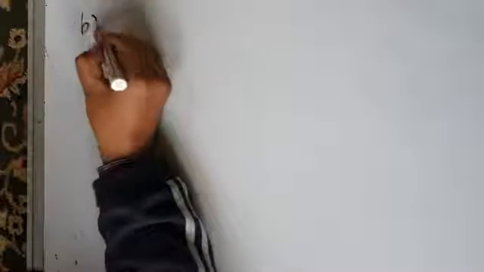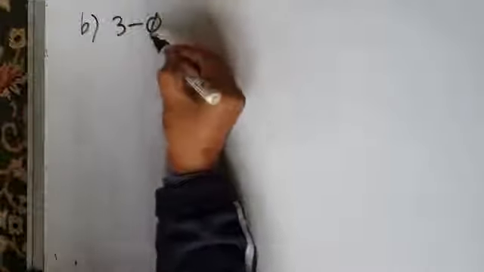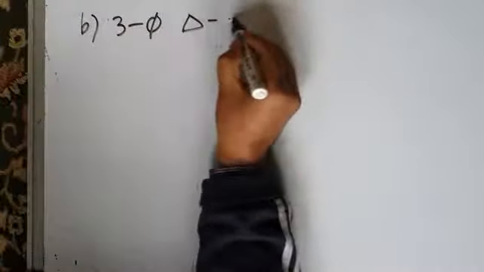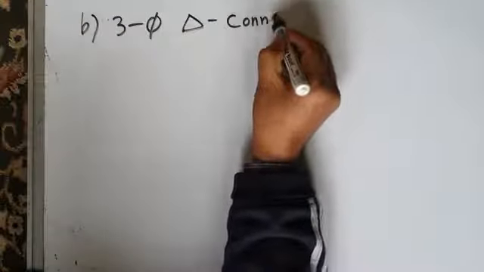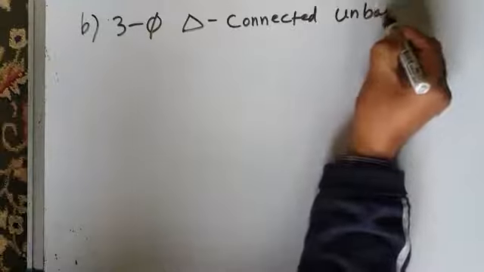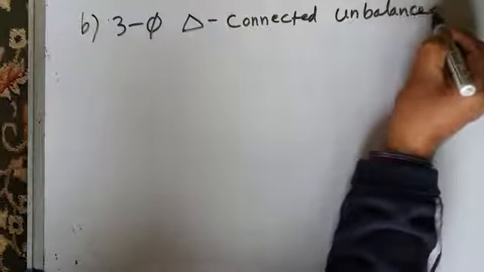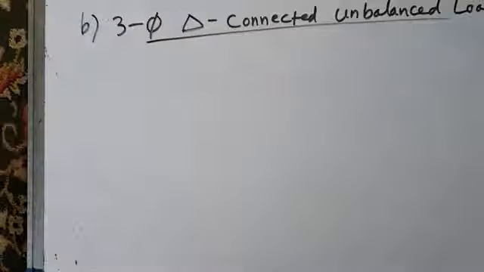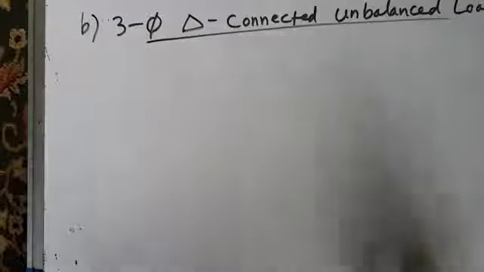That was about three-phase star connected load. Now let us consider a three-phase delta connected unbalanced load. Let us suppose our load is unbalanced, but it is not star connected. It is delta connected like this.